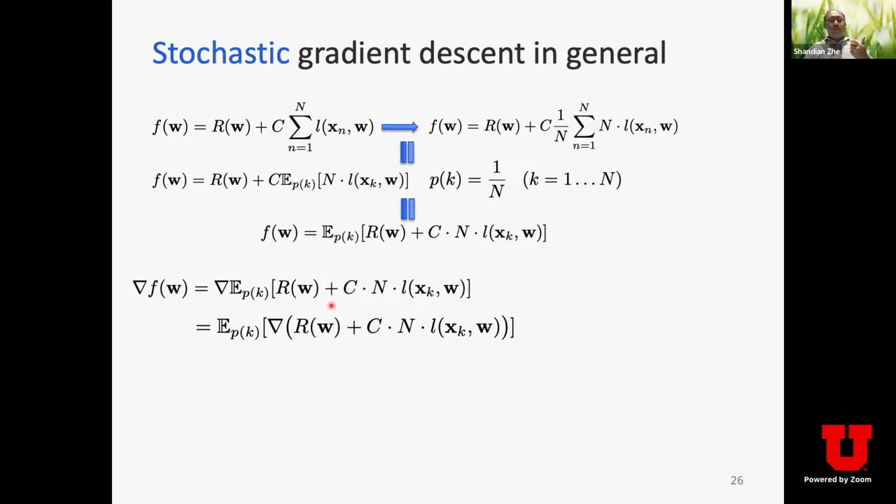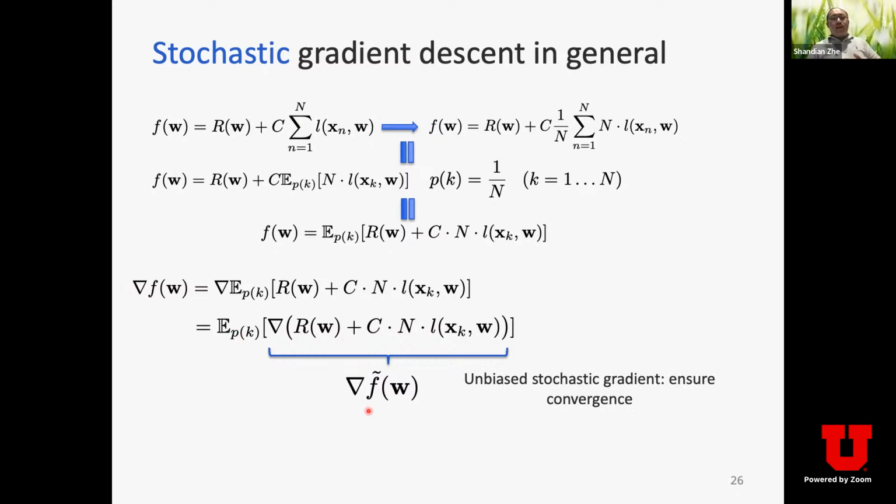And this term, inside the whole expectation, is still a random variable, because it is indexed by k, and k is a random variable. So we call the gradient inside the expectation a stochastic gradient. Stochastic means random. And we know that if we take the expectation over this stochastic gradient, we recover the exact gradient. This stochastic gradient is called an unbiased stochastic gradient.